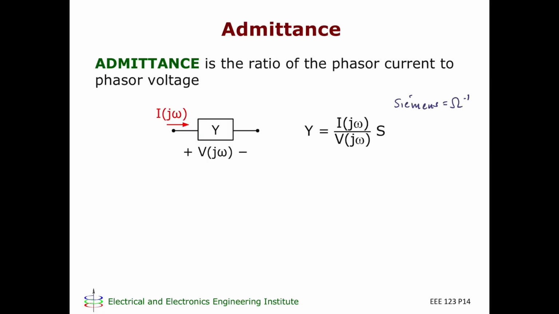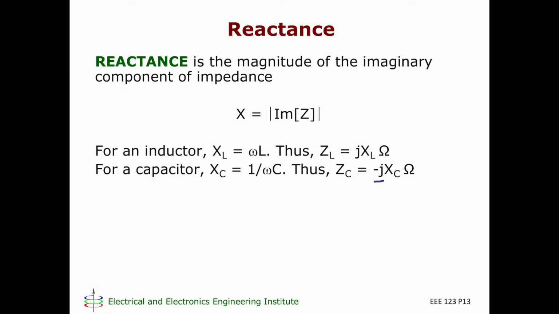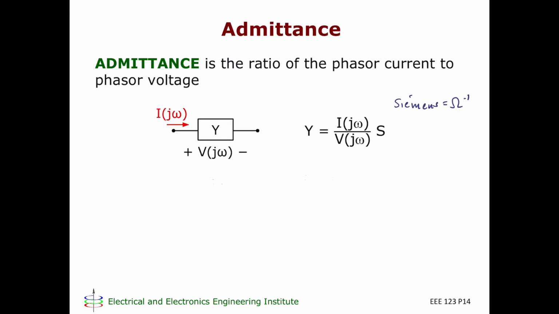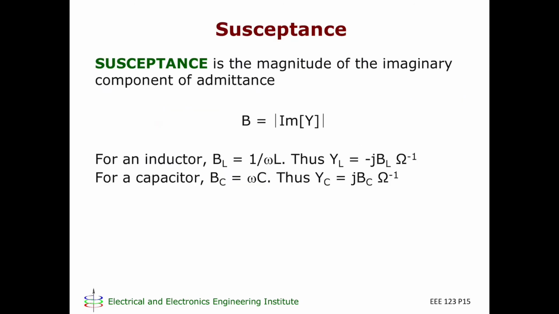By the way, the reactance of a resistor is 0 because a resistor has no imaginary component in its impedance. So only inductances and capacitances have reactance. Similarly, the susceptance of a resistor is also 0 because there is no imaginary component in the admittance of a resistor. Only inductors and capacitors have susceptance.